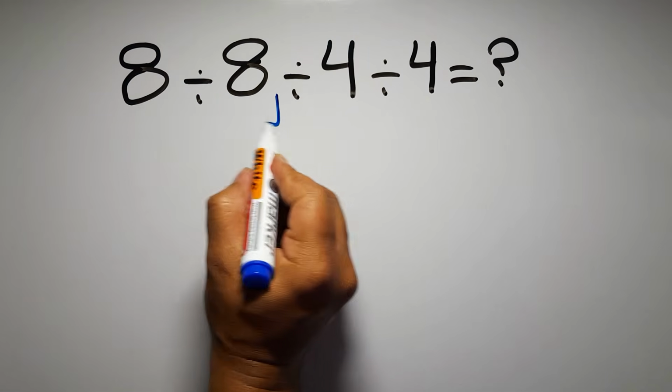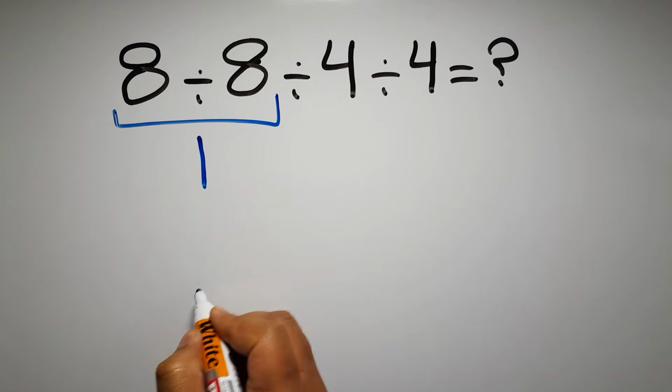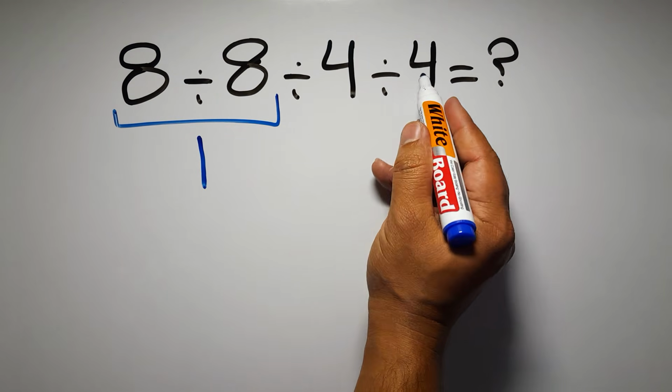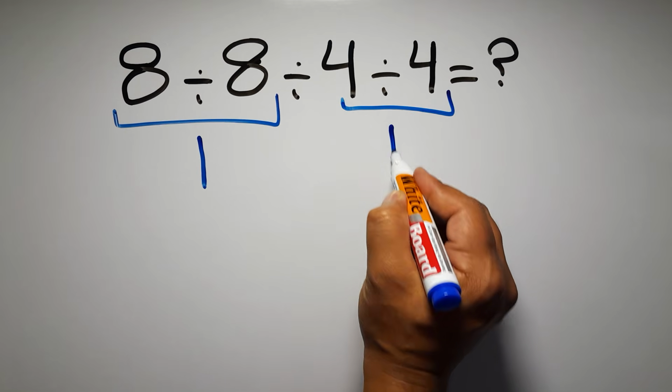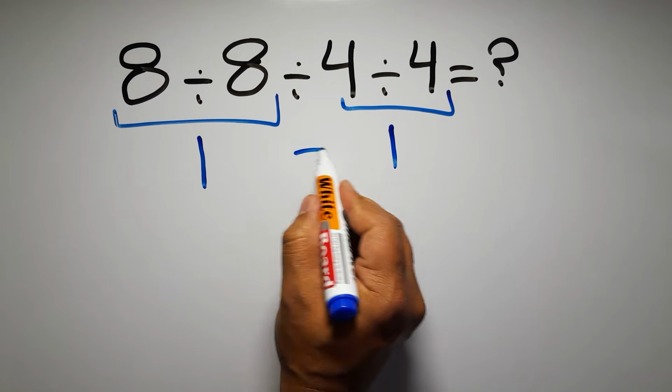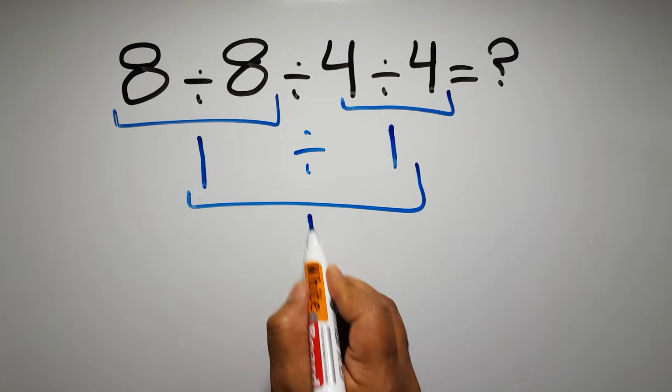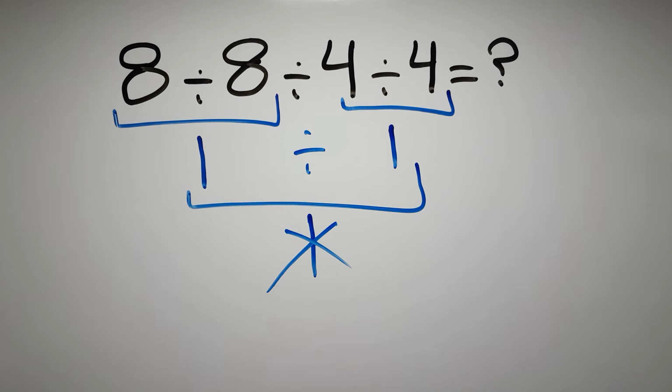8 divided by 8 gives us 1. And here we have 4 divided by 4, which equals 1. So 1 divided by 1 gives us 1. But this answer is not correct.